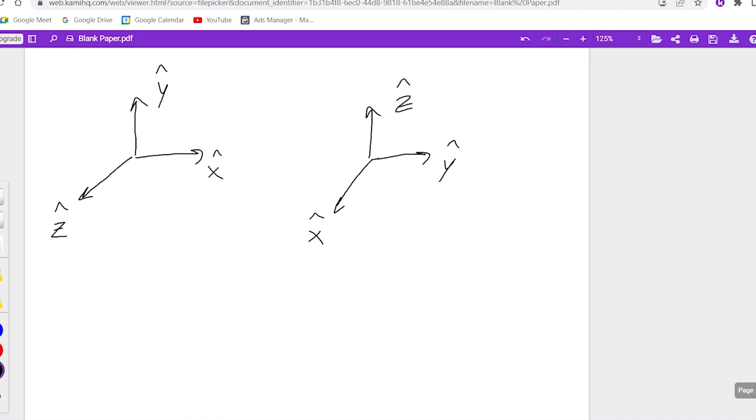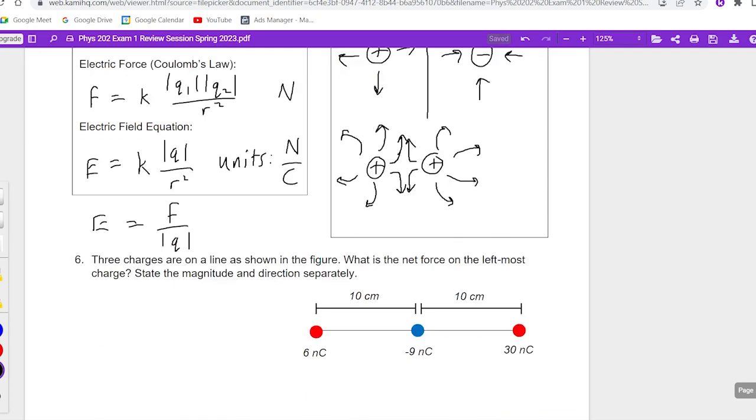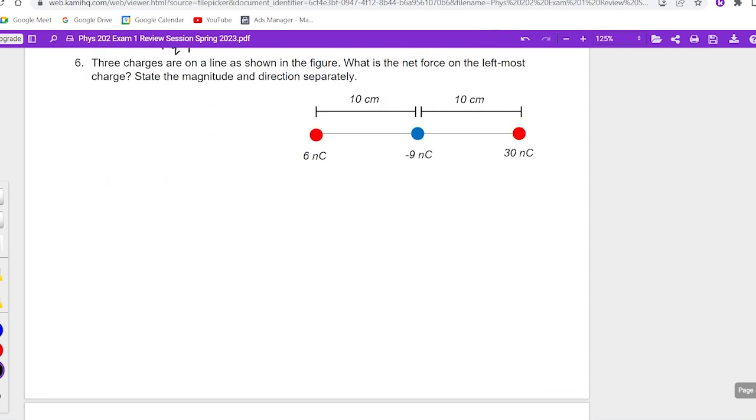Can anyone confirm which way you typically use, the left way or the right way? I recognize the right way. Okay, we will be doing the right way today, although you can technically do either way because they both work. Okay, thank you. So now, back here, we have number 6.